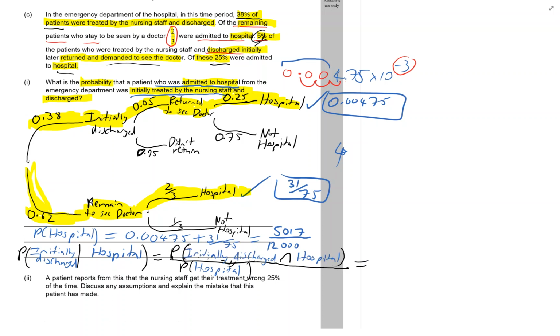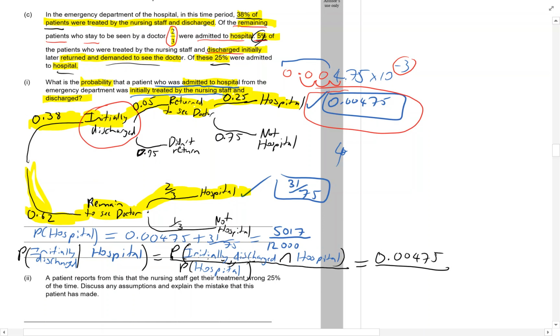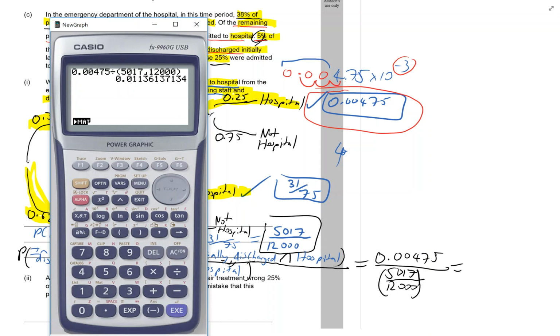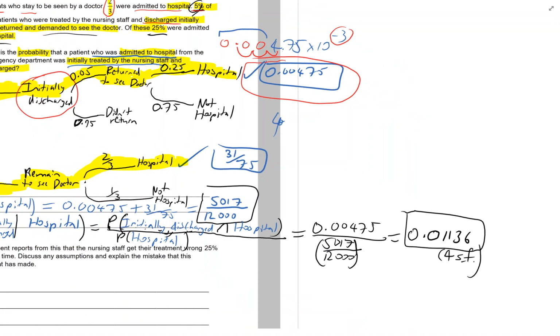So where is the event initially discharged and hospital? Where is that on our tree diagram? Well, where's initially discharged? That's here. So initially discharged and you end up in hospital must be this outcome here, mustn't it? So that's 0.00475. So that's going to be the numerator. It's going to go on top. And the denominator is the probability of ending up in hospital. So that's going to be this one here. Okay, and then whacking that into a calculator, we get 0.01136 to 4 significant figures.